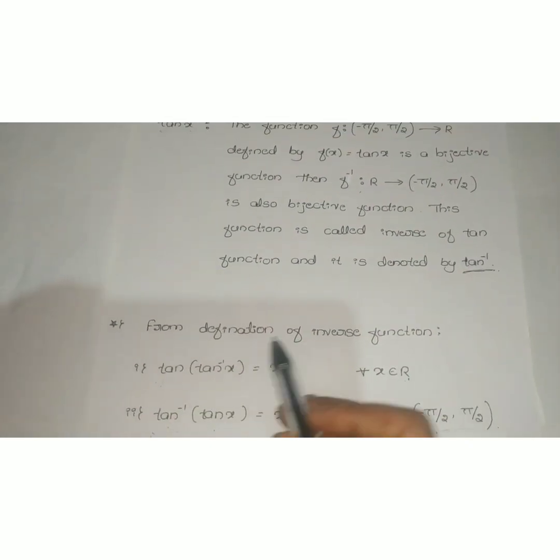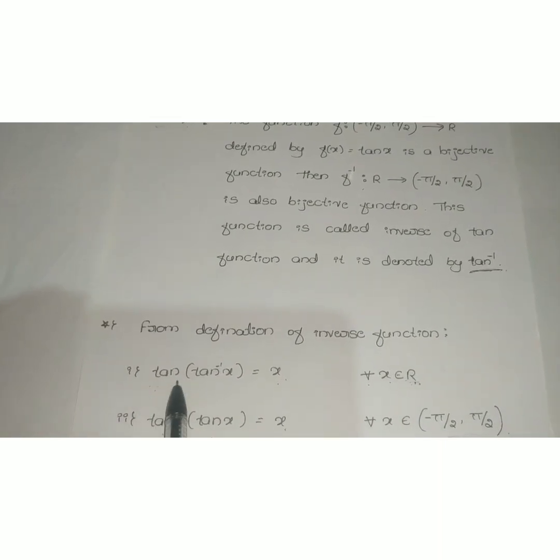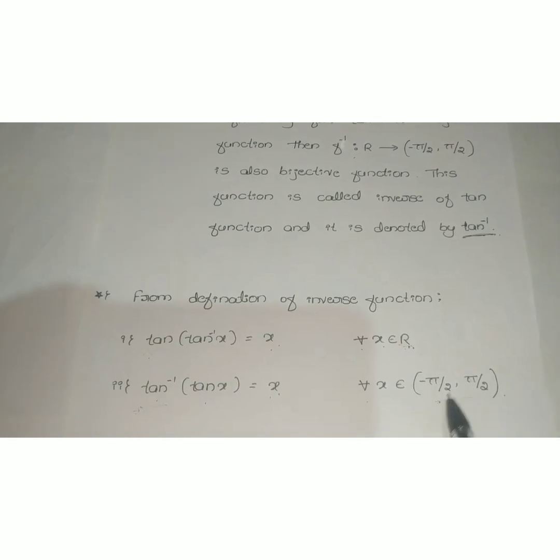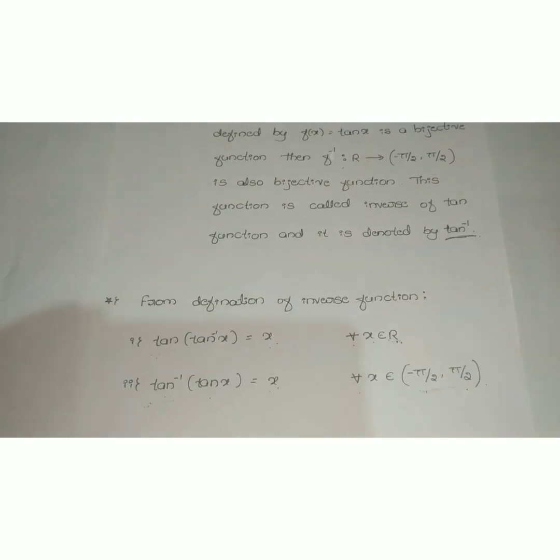From the definition of the inverse function, first note, tan of tan inverse x is x for all x belonging to the set of all real numbers. Here the set of all real numbers is the range of the tan function. Second note, tan inverse of tan x is also x for all x belonging to the open interval minus π/2 to π/2. So here this interval is the range of the tan inverse function.